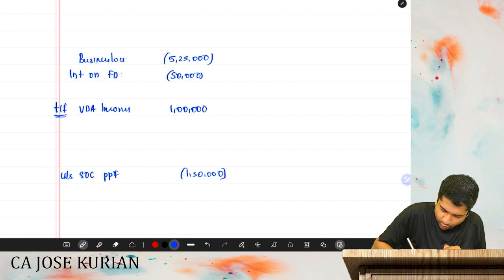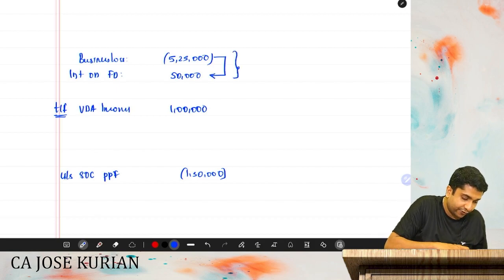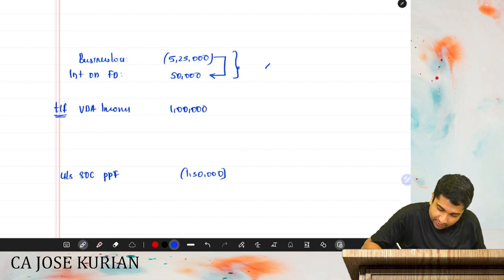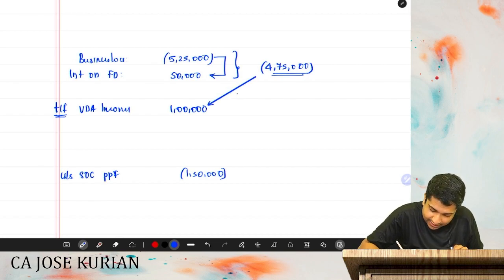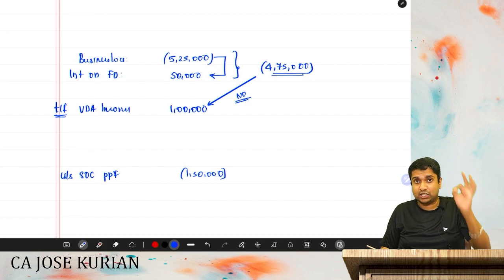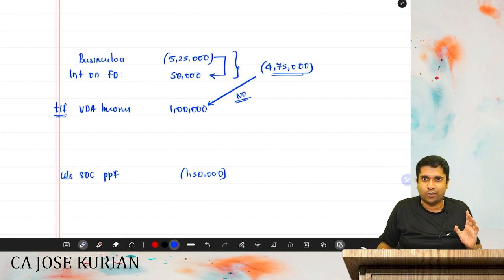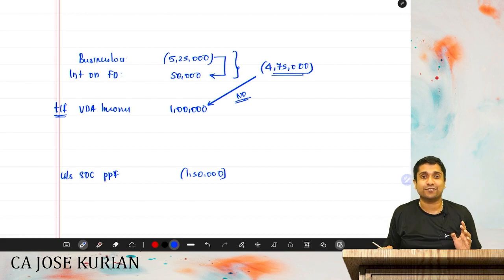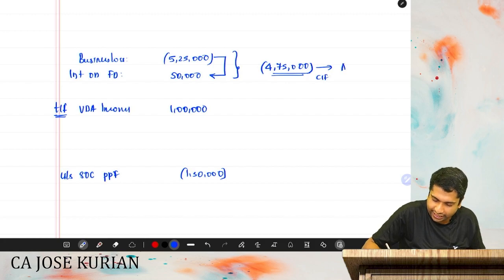Now the first thing, this is interest income, okay? You can set off business loss from this interest income. That is quite possible. After this set off, 5,25,000 minus 50,000, how much is the remaining business loss? That is 4,75,000. Can you claim that loss as a deduction from this income? The answer is no, because from income from transfer of virtual digital assets, you are not supposed to claim any deduction on account of any loss. Hope you remember that. So you cannot claim this 4,75,000 as a deduction from this 1 lakh. So the only option you have is to carry it forward to AY 24-25, to the next year.